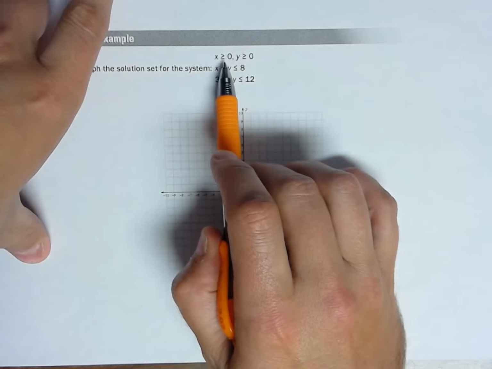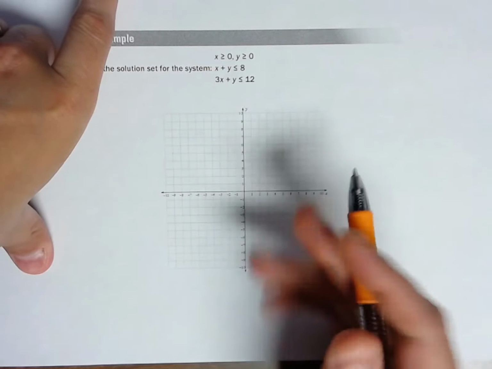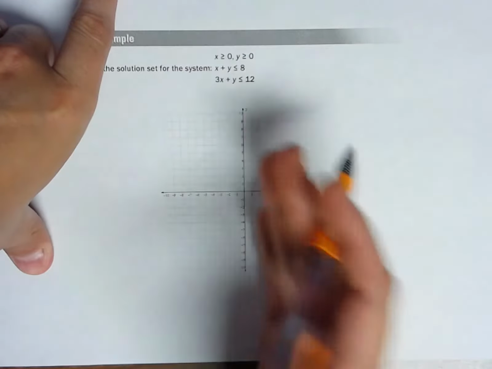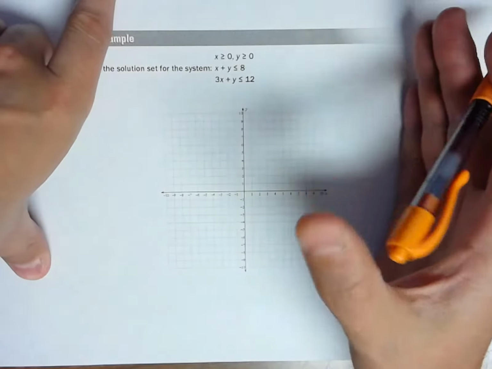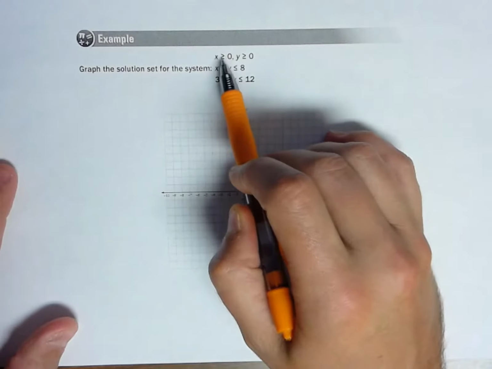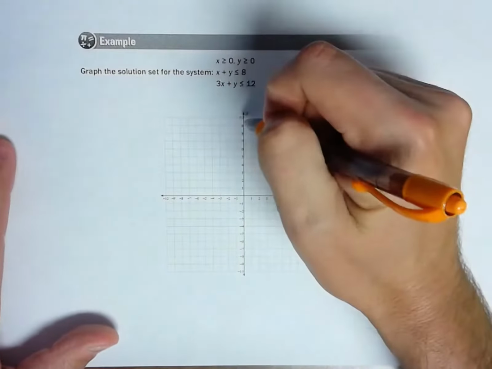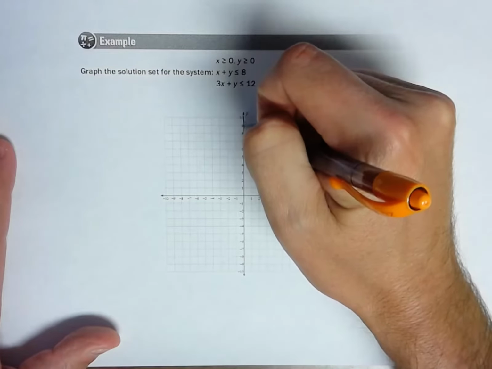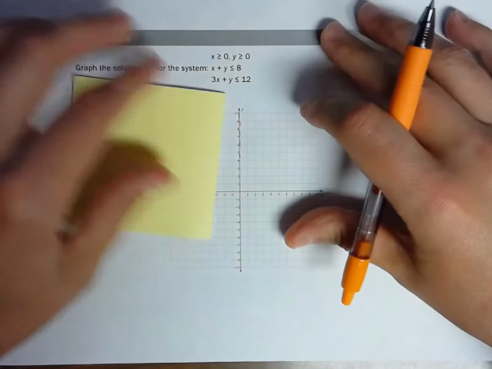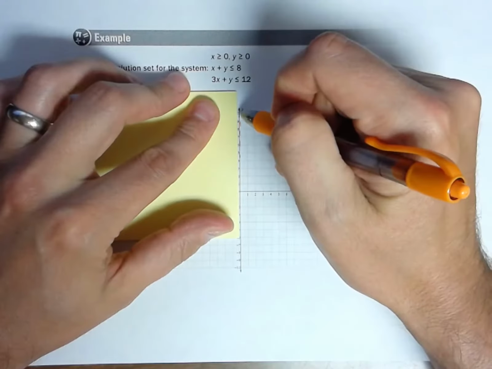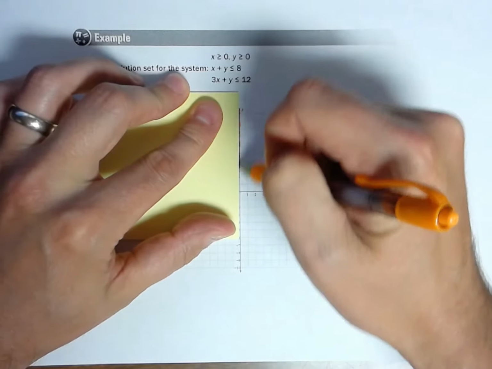So x greater than or equal to 0. That's a vertical line, just the y-axis. X is greater than 0, so it's going to be everything to the right. And it is greater or equal, so it's not going to be dotted, it's going to be solid. It's kind of hard to see right there on the axis, so I'll just try to color that in a little bit so we can see it.